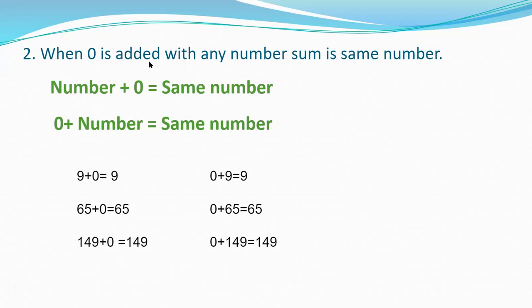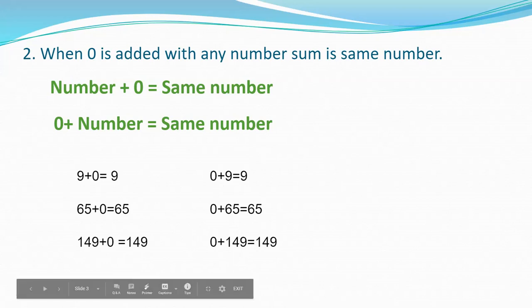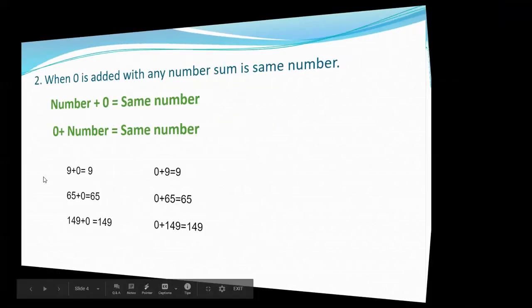When 0 is added to any number, the sum is the same number. So now I think all of you understood this property. We will do some more examples related to addition. Now the next one is: these properties of addition hold true for the addition of large numbers as well. This means when we add smaller numbers or larger numbers, this property is the same for all numbers. I'll show you some examples of addition of larger numbers.